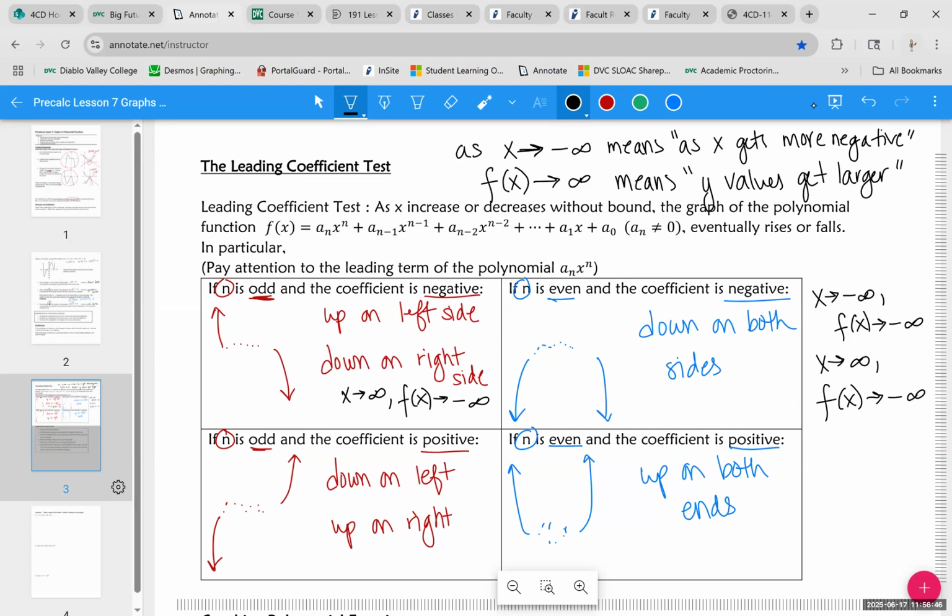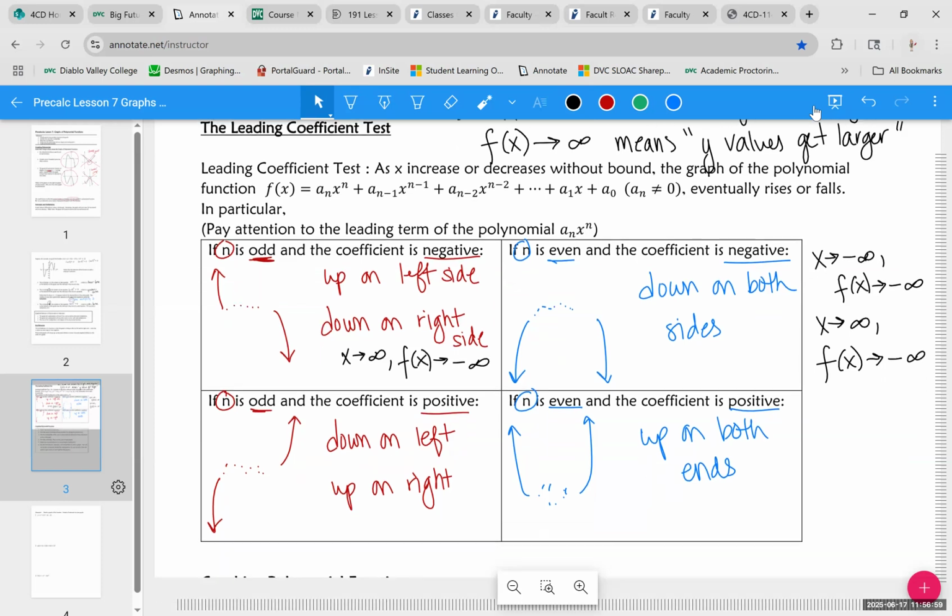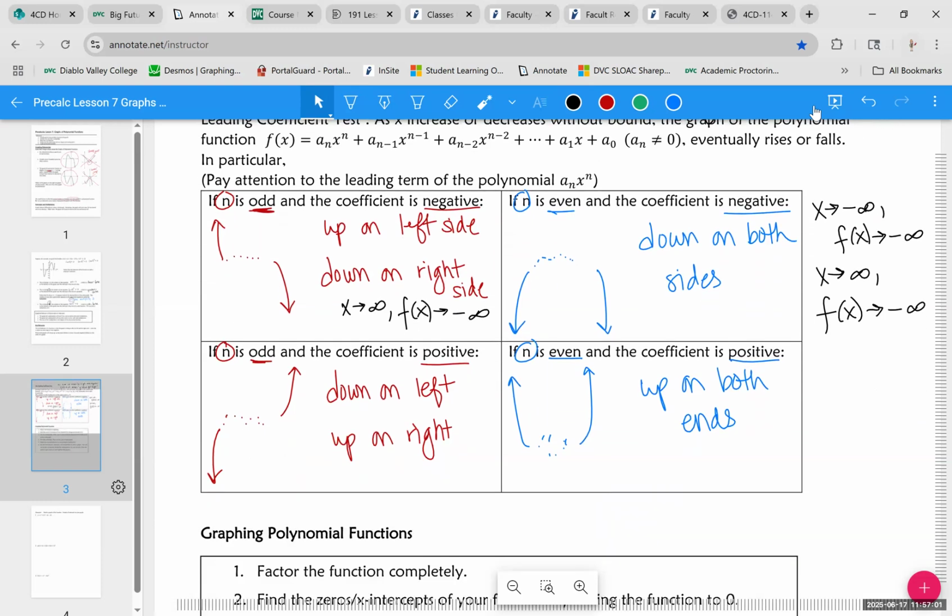So this arrow notation is a way to describe end behavior without using words like up and down. And that notation will carry on when you're in calculus and you start doing limits. You'll start using that same notation. So it's good to get used to it now.